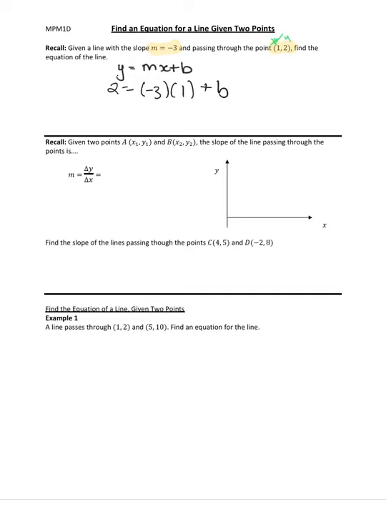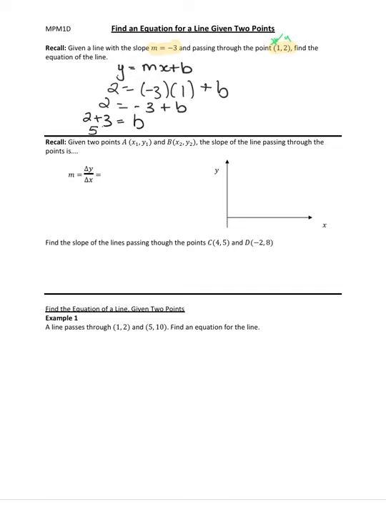There's nothing for me to do on my left-hand side, so I'm just going to rewrite that. -3 times 1 is -3 plus b. So let's look at this. It's saying 2 equals -3 plus b. If I have -3 on the right-hand side of the equation, in order to undo that, I have to add it to the left-hand side. And that gets rid of it from the right-hand side because -3 plus 3 equals 0. So that leaves me with a b. And 2 plus 3 is 5.